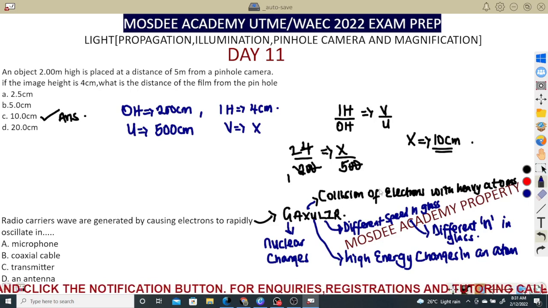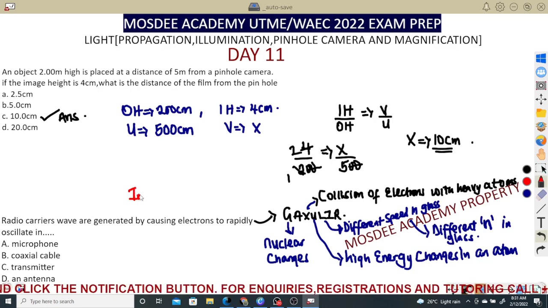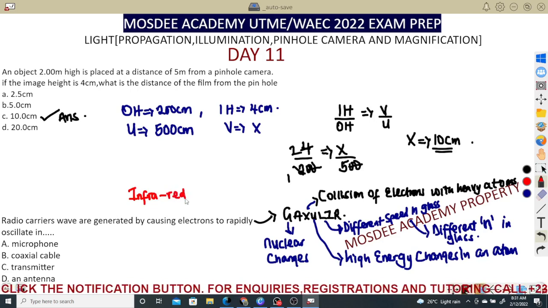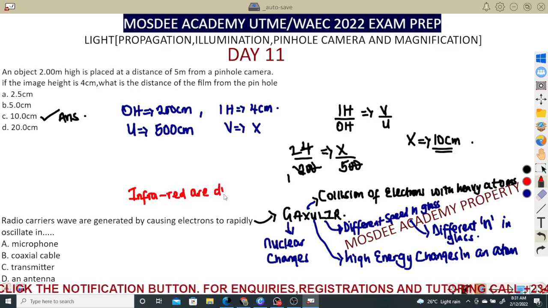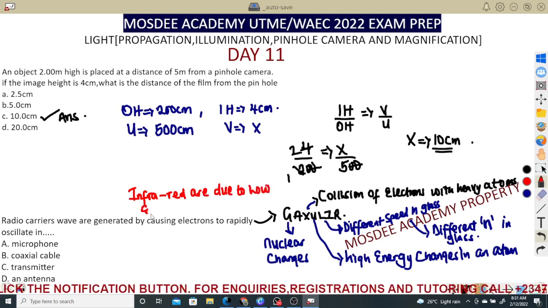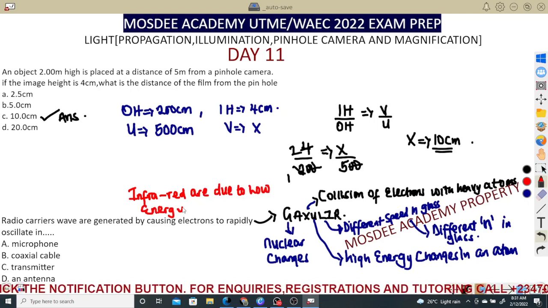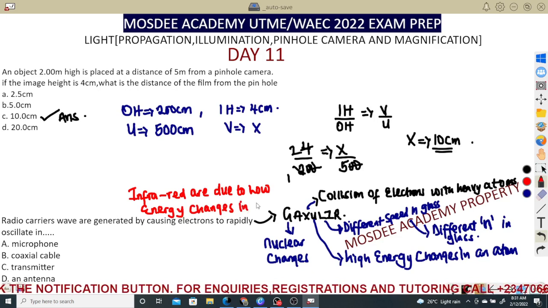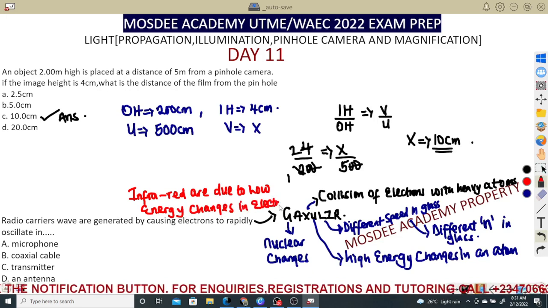And then infrared. About infrared rays, just for understanding, infrared rays are formed as a result of low energy changes in the nucleus. So infrared is due to low energy, just to give you an important fact, the energy changes of an electron in an atom. Inside you have electrons in an atom, even though they are placed outside the shell.